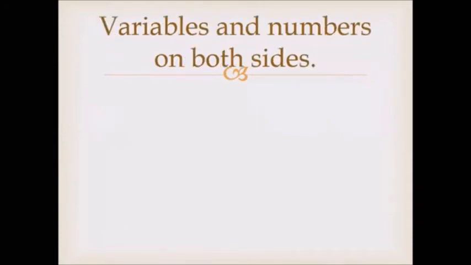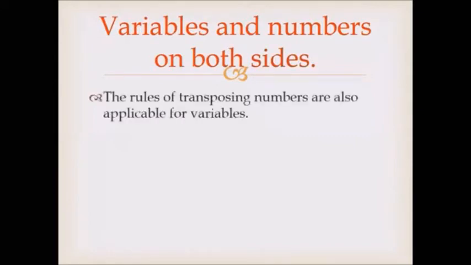Now the second is variables and numbers on both sides. I have given you the example in both the methods. Earlier, the variable was only on one side. Now variables and numbers can be on both sides, LHS as well as RHS. The rules of transposing numbers are also applicable for variables. Whatever rules we apply on the numbers, we apply on the variables also. That means if a variable is positive on one side, it becomes negative on the other.